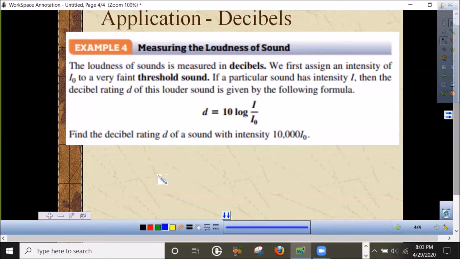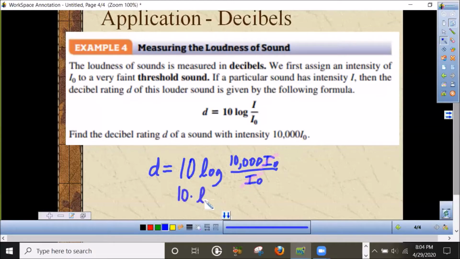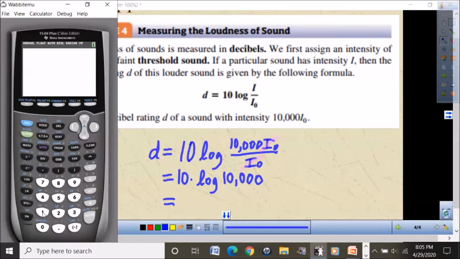times I sub 0. Well, we'll set up the formula D is equal to 10 times log of I, which in this case, the intensity is 10,000 times I0, divided by I0. When we cancel out the I0 in the numerator and denominator, that means that we're going to do the calculation 10 times log of 10,000. We can get a calculator out and do this calculation, 10 times log of 10,000, and find a decibel rating of 40.